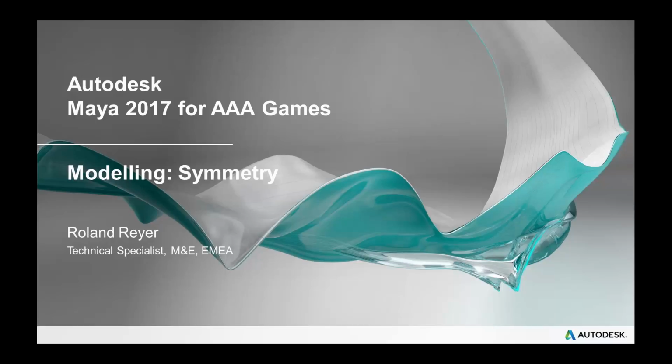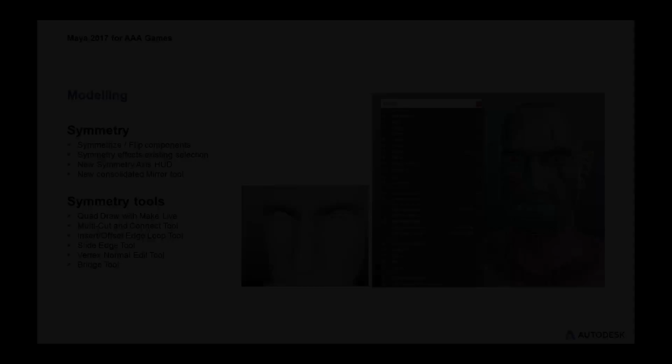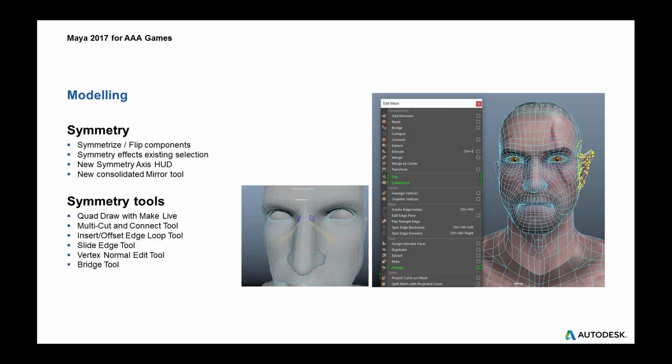In this presentation, we're going to be looking at the modeling features of Maya 2017 and back to Maya 2016 extension 2, where our engineers have finalized the symmetry workflows in Maya so that you can use all the tools in a symmetrical fashion and just model on one side of your objects and then mirror that over to the other side.